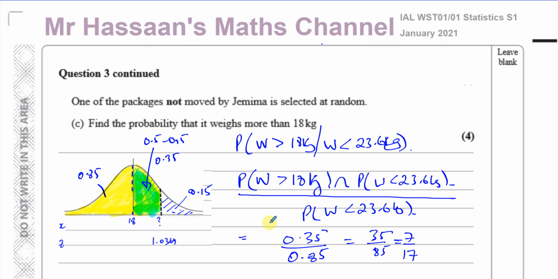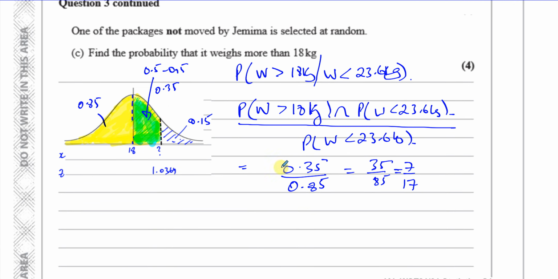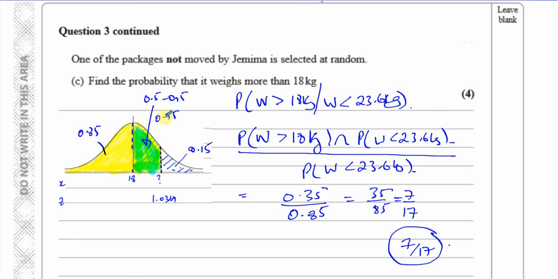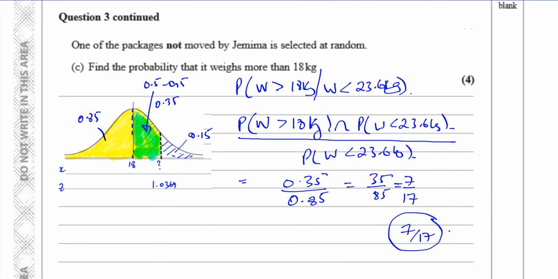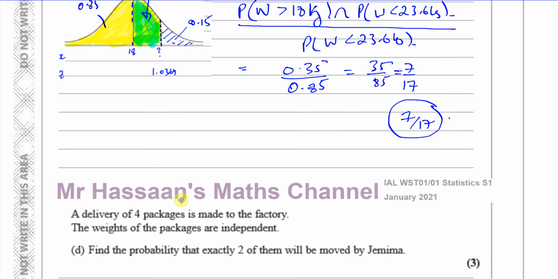So 17 over 7 over 17. Okay, so the answer here is 7 over 17. Okay, the probability that it weighs more than 18 kilograms, given that it's one of the packages not moved by Jemima, which is these. Okay, I hope that was clear. That's question part C. Now we're going to have question part D.